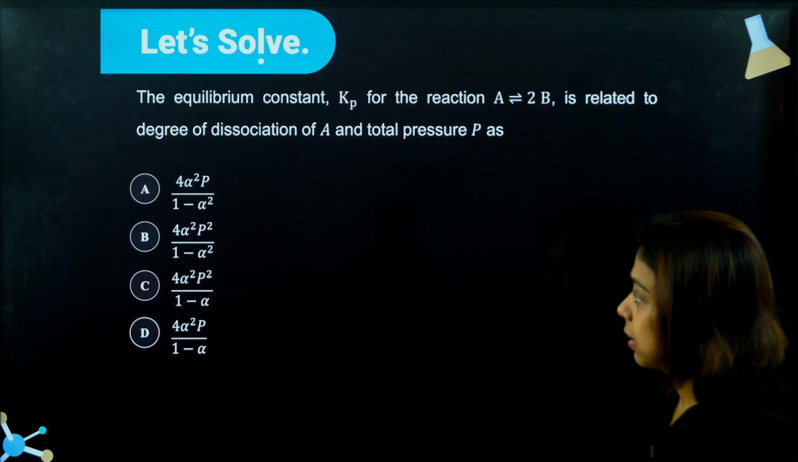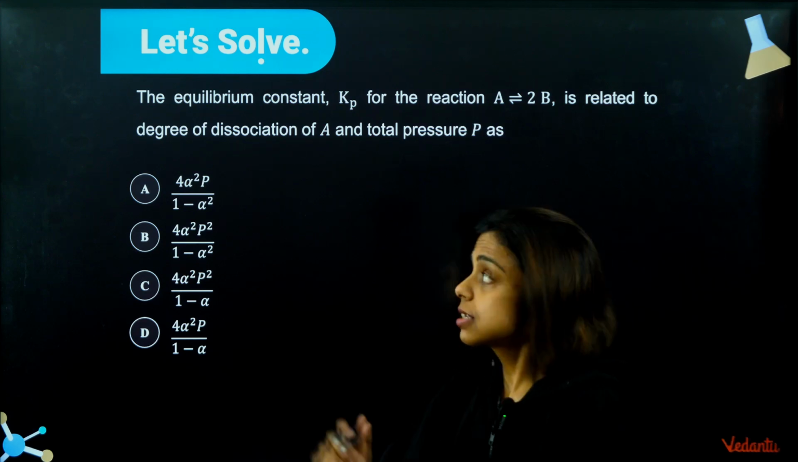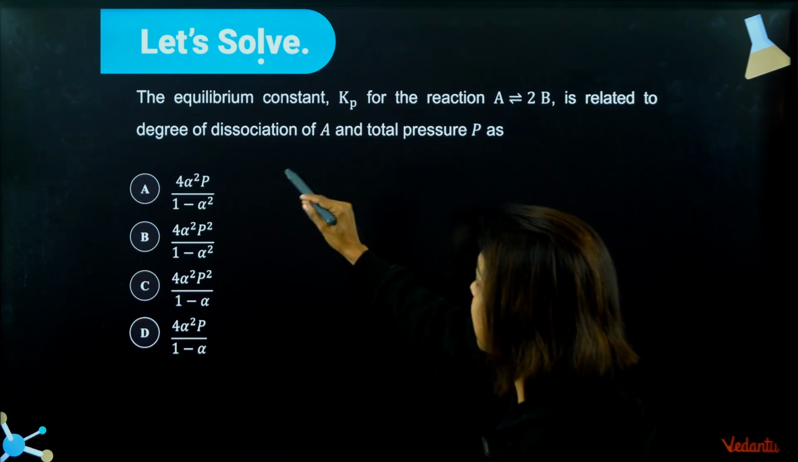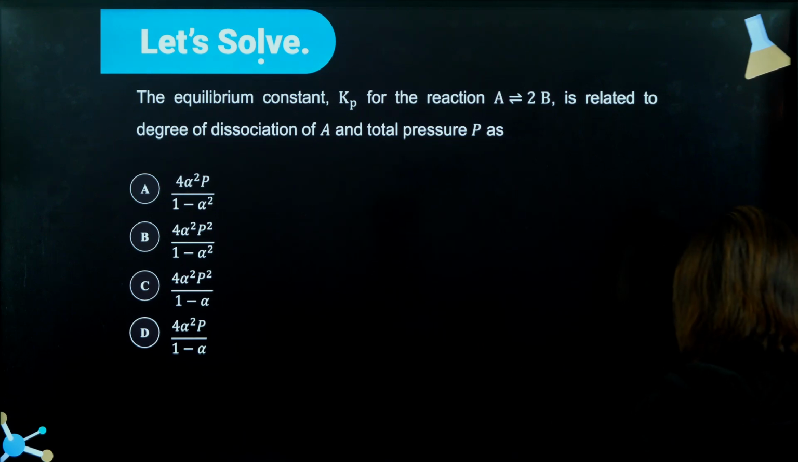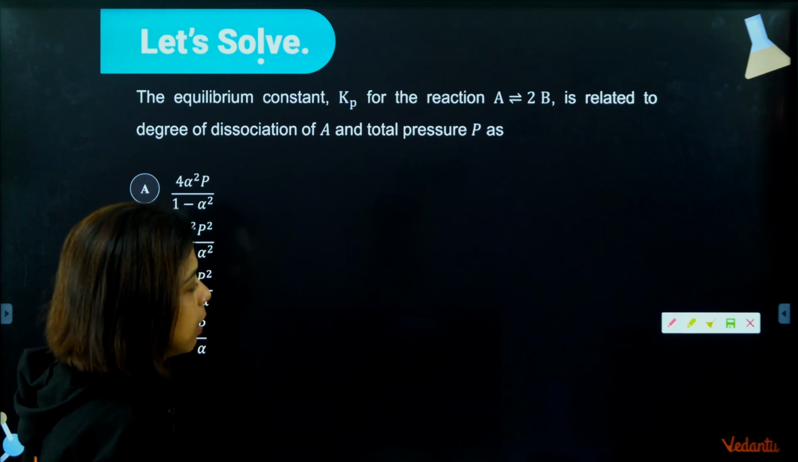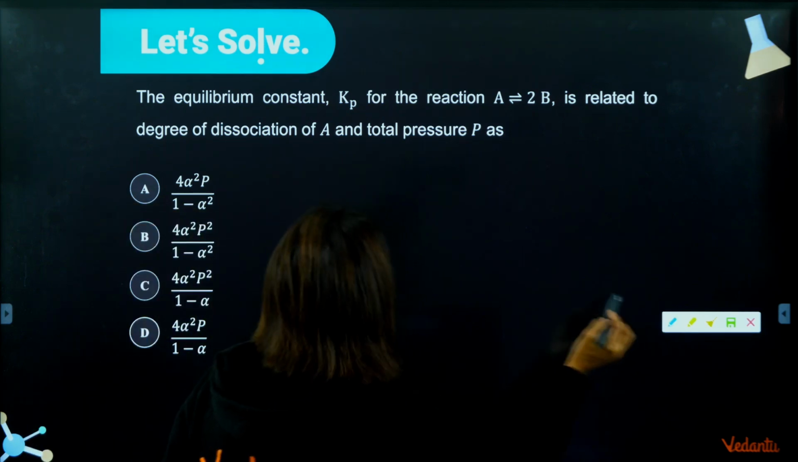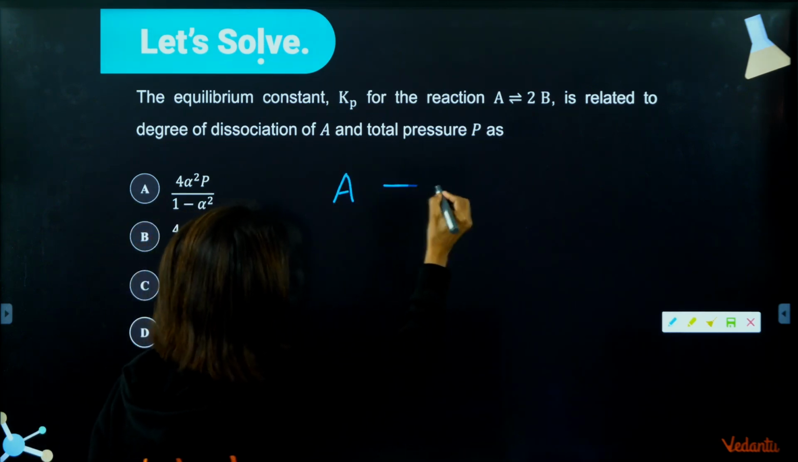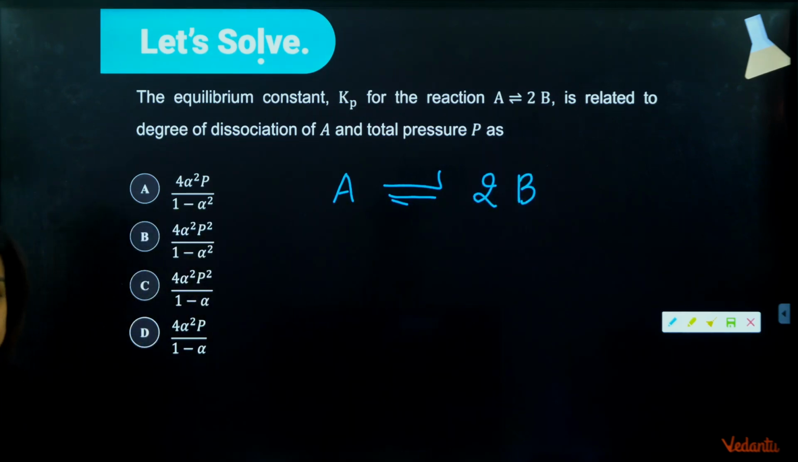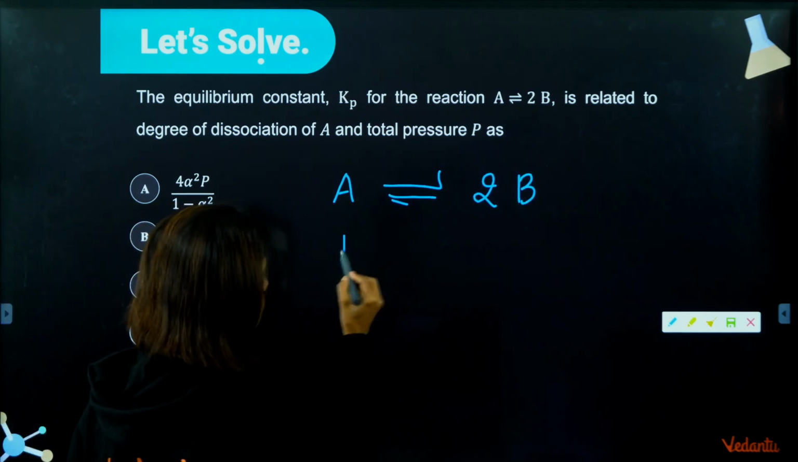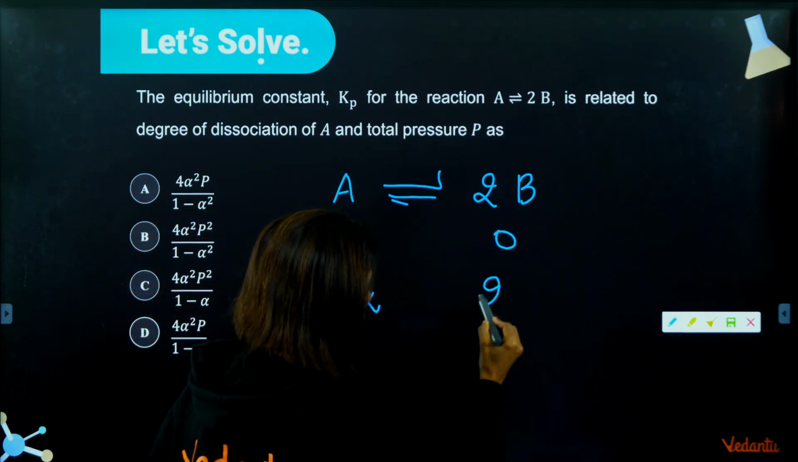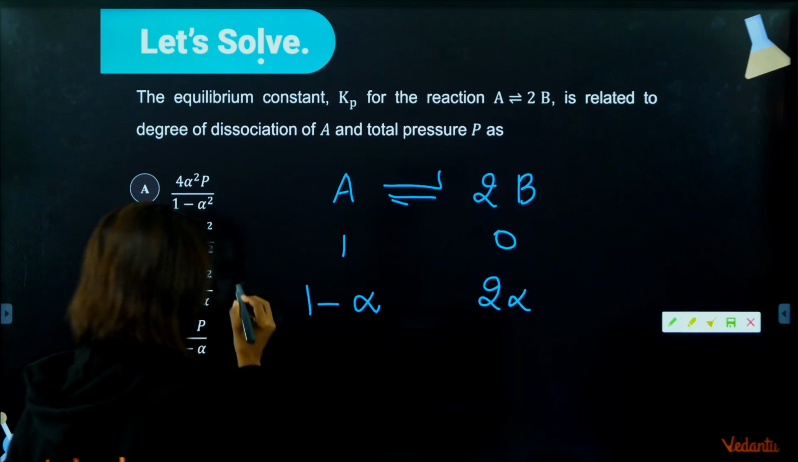Okay, guys. Now the question is, the equilibrium constant Kp for the reaction A gives 2B is related to the degree of dissociation of A and total pressure P. So how is the equilibrium constant related to alpha and P? Now the reaction I have is A gives 2B, right? Now if I start with 1 mole of A, this is 0. 1 minus alpha, and 2 alpha. These are the moles at equilibrium.